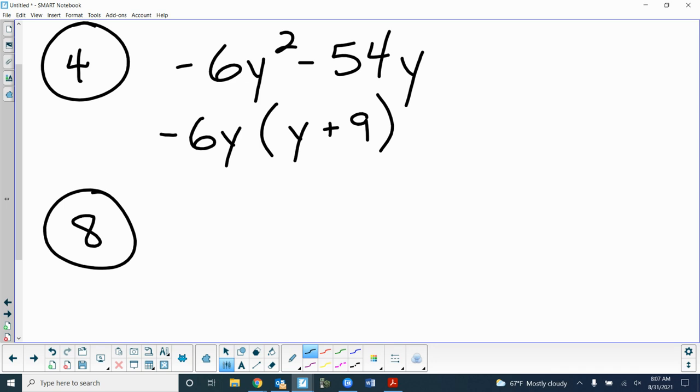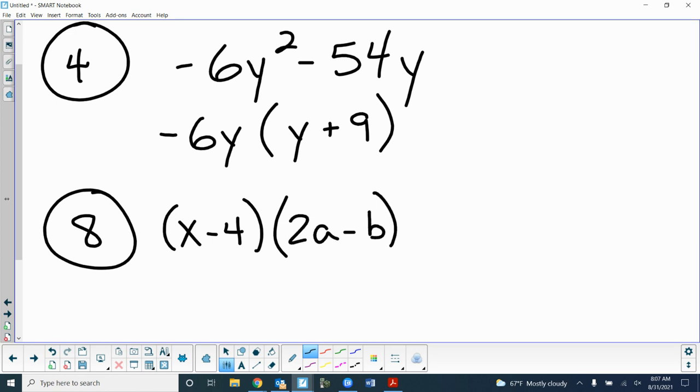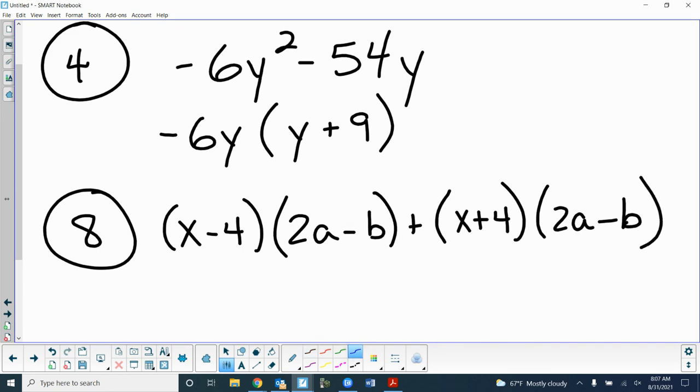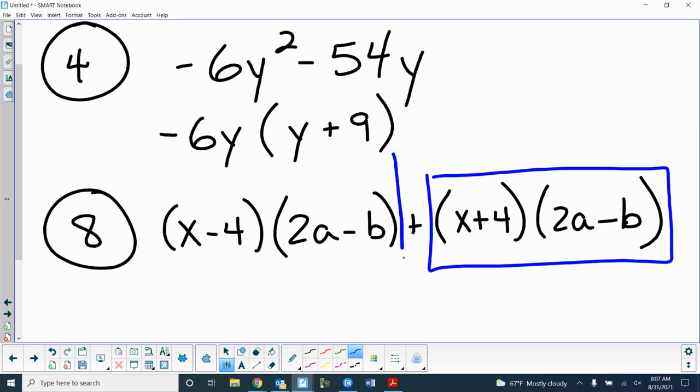Going by 4s, number 8. This is one of those tricky ones we talked about yesterday. Think of this as one term. Think of this as the other term. Is there a GCF? Is there something common in the boxes? 2a minus b, right? So that's the GCF.